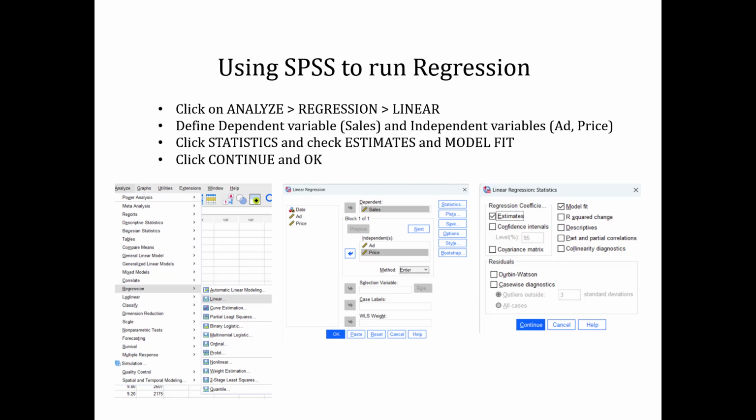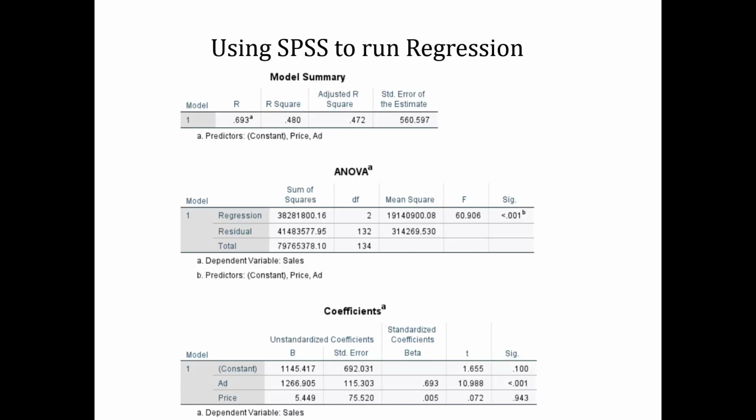Click on Analyze, Regression, Linear. Define the dependent variable, sales, and independent variables, ad and price. Click Statistics and check Estimates and Model Fit. Click Continue and OK. Here's what the output looks like.